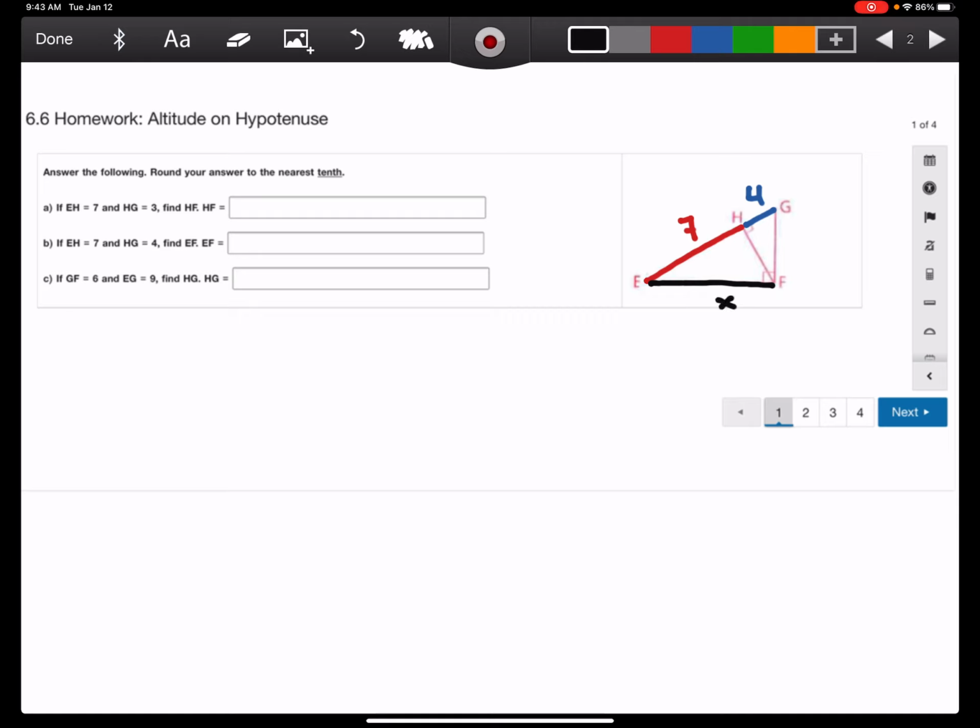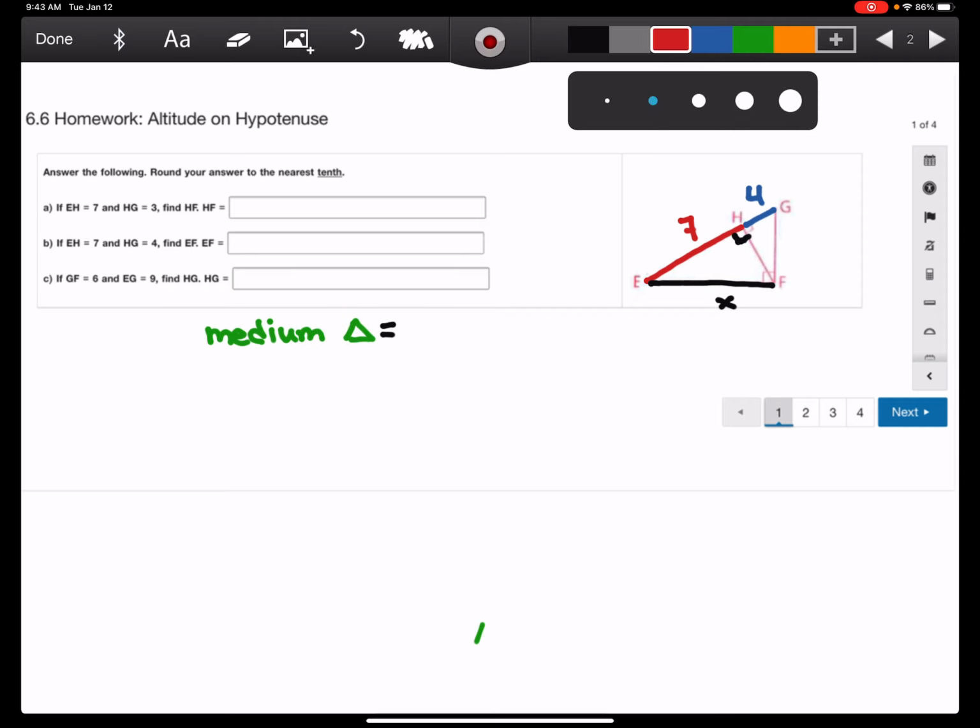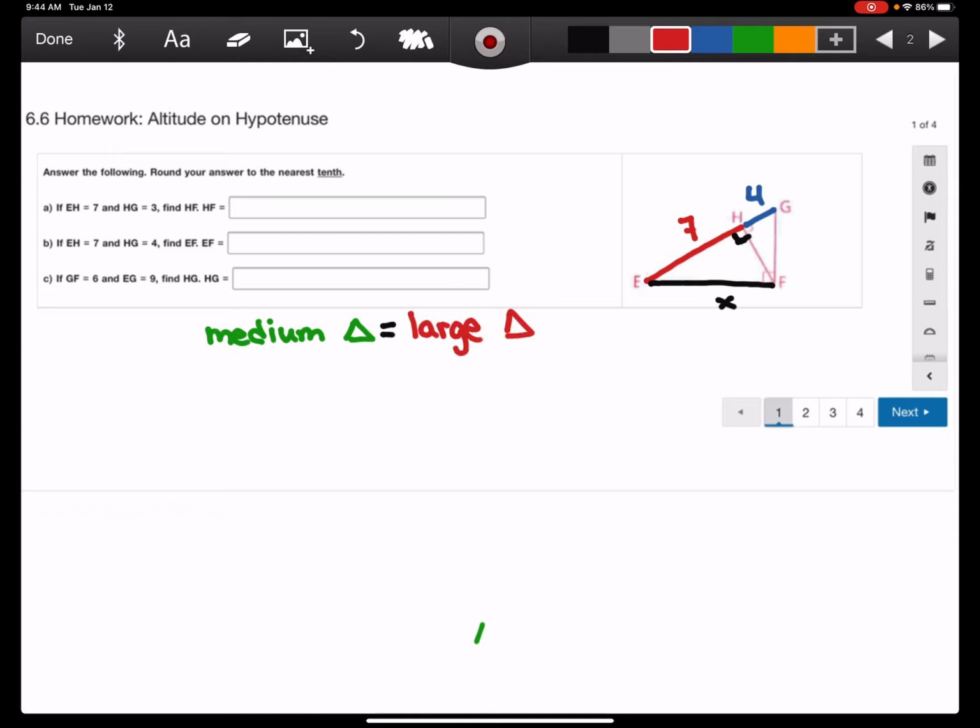Now at this point, we need to look at which triangles we're given and which triangles we can use. So on this, this is a right angle still. X can be found on the large triangle, the whole thing, and it can also be found on the medium triangle. So we're going to use the medium triangle and the large triangle here. So I'm going to go ahead and set up my ratio as medium triangle is equal to my large triangle. So that'll be our ratio.